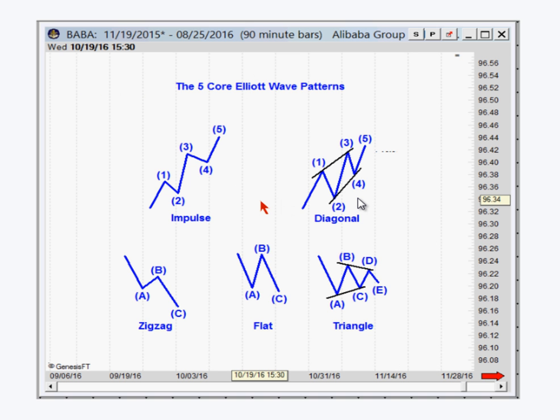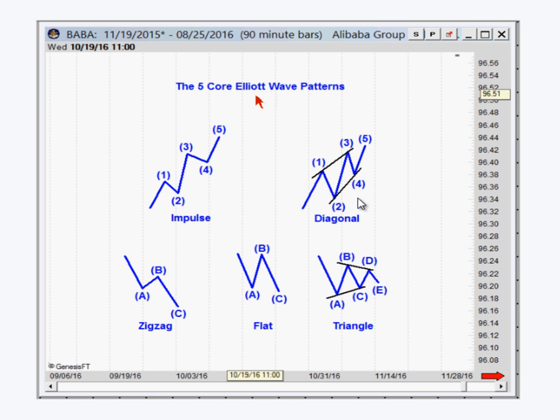So everything that we've just discussed is summarized in this one slide. These are the 5 core Elliott wave patterns, and again, everything that we know about the Elliott wave principle, when we're looking for patterns as Elliottians, this is primarily what we're looking for.